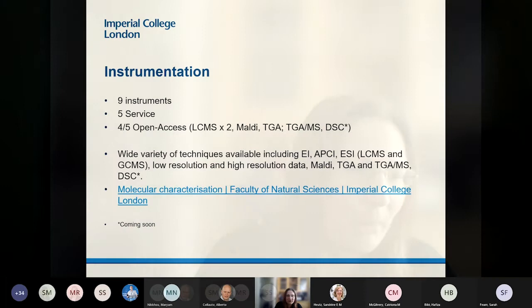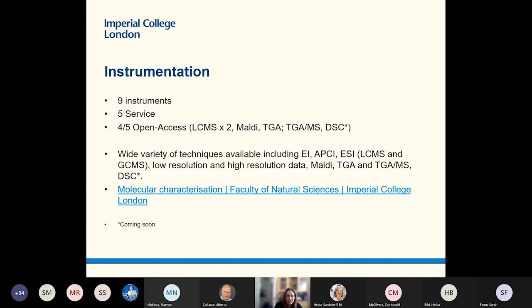So we've got 9 instruments, 5 of which are service, and 4/5, because we've got a new one coming, are fully open access. So open access just means you can use it yourself after you've had a training course. We've got a wide variety of techniques, so I'm not going to go through those because there's too many to cope with. But if you need to know what anything does, please feel free to email me. So we've got things like MALDI, TGA, we can do low resolution and high resolution work, and we've got a DSC coming shortly. There's a link to our webpage as well, so if you go to Faculty of Natural Sciences at Imperial College, you'll be able to see all the facilities we've got and what there is to get out of it.